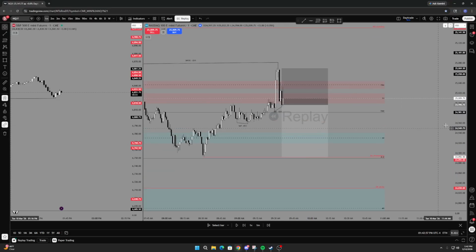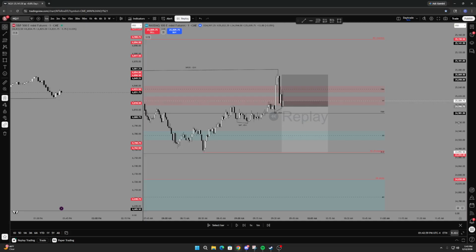Now, my initial bias and the original drawn liquidity that I wanted to see on the day for both of the pairs was Asia low, but we did have some weird things happen in price, which I'm going to break down as price plays out here.